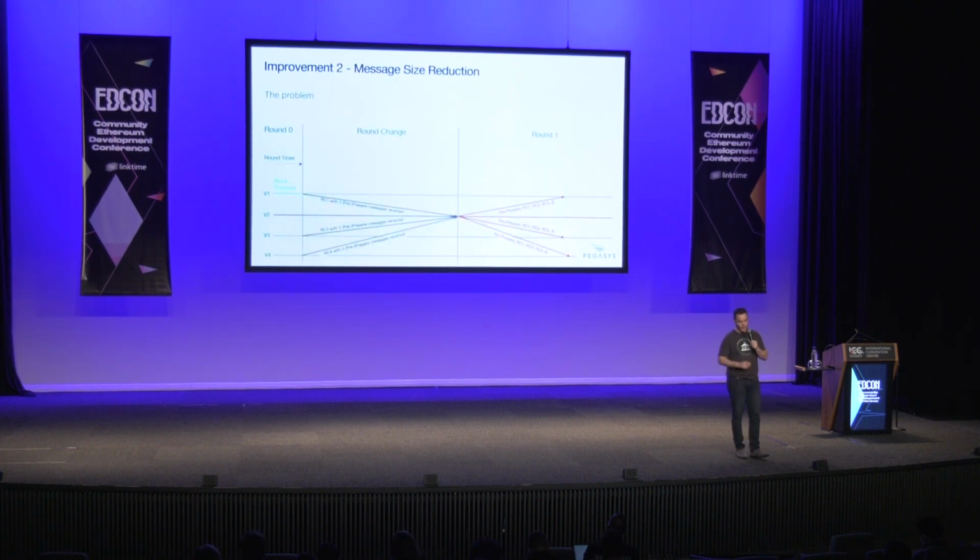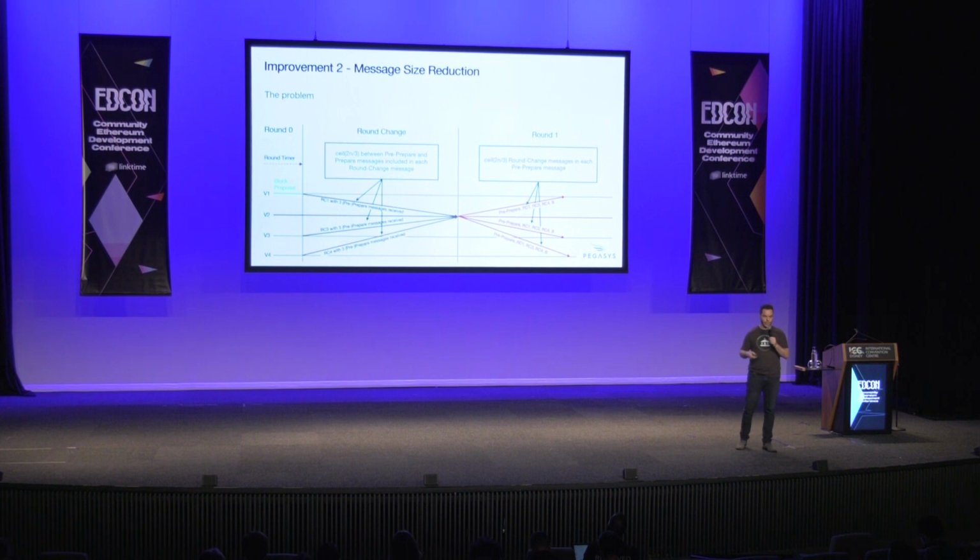The other problem is the message size, which is the problem where, as we said before, the round change message requires a number of pre-prepare and prepare messages equal to 2/3 of the total number of validators. So in a network of 4 validators, you have 3 pre-prepare and prepare messages added to the round change messages. And you have 3 round change messages added to the pre-prepare message for round 1.